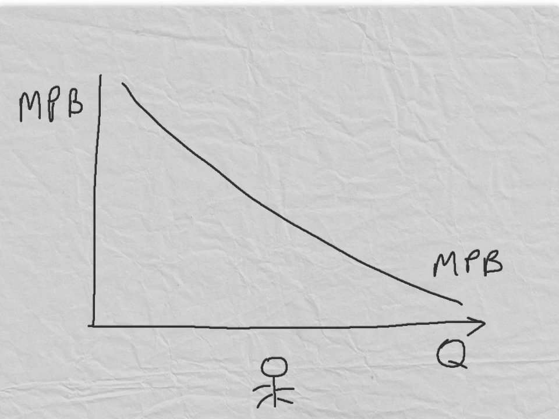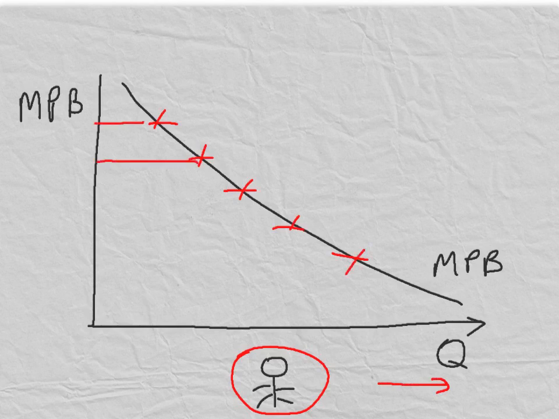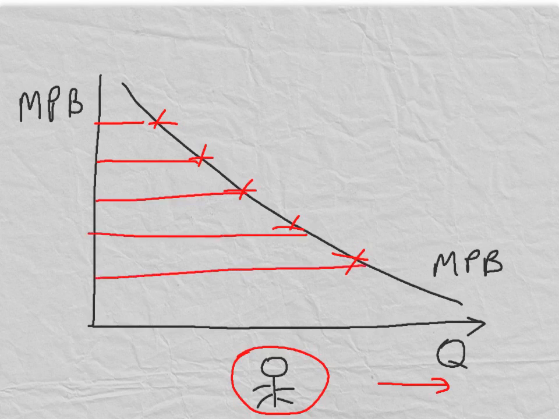We know that when a consumer consumes more of a product, the extra pleasure that they get from each extra unit that they consume falls. This is what we mean by diminishing utility, diminishing marginal utility. So, the curve of marginal private benefit slopes downwards because of the theory of diminishing marginal utility.